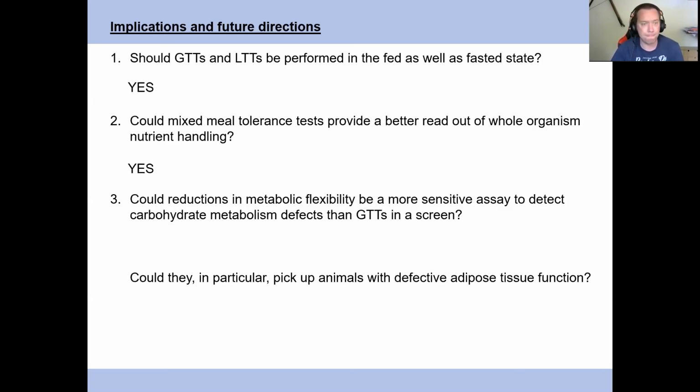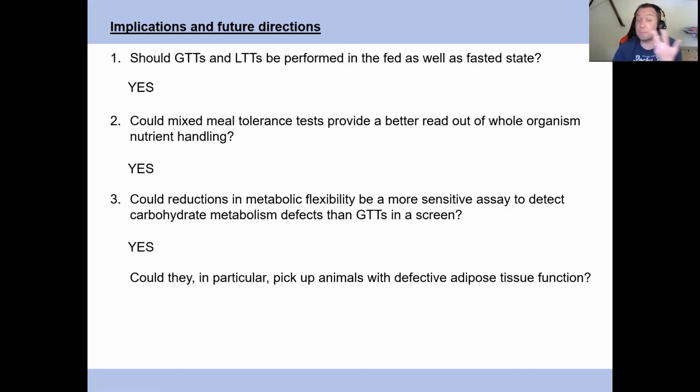So could reductions in metabolic flexibility be a more sensitive assay to detect carbohydrate metabolism defects than GTTs in the screen? Again, we've done this. We're in the process of finishing this up, but we've gone to the IMPC. We've got all of their mice, got the metabolic flex data, got it computed in collaboration with Alexander Banks, and we pull up lots of nice models, some of which are published, and they validate that this is picking up animals with problems in insulin sensitivity and problems with lipid handling in adipose tissue, but also some are unpublished, and we're working on a couple of them.